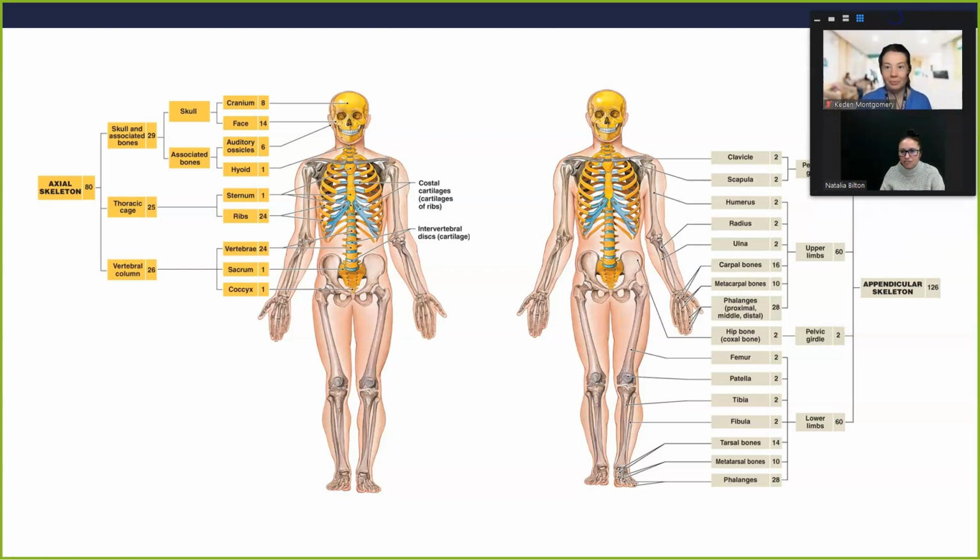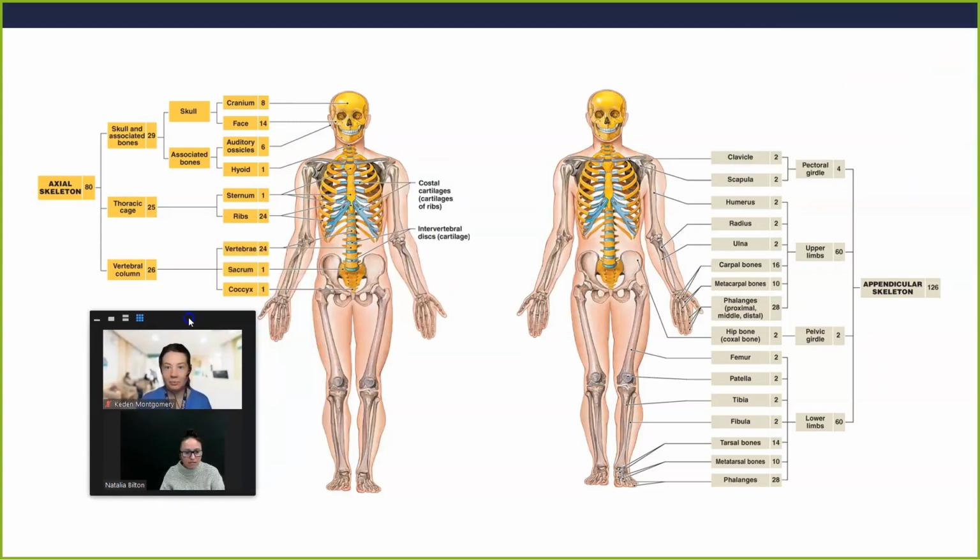This picture shows you that there are 2 parts of the skeleton: the axial skeleton, which is the main upright structure, and the bits that hang off the axial skeleton. You can see we have so many bones. Lots and lots of bones.